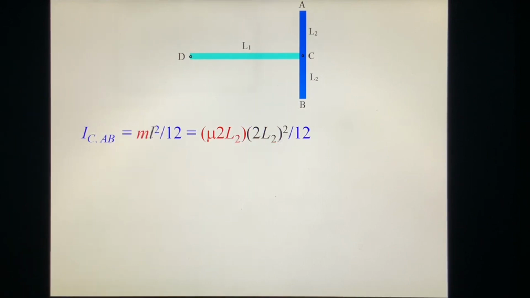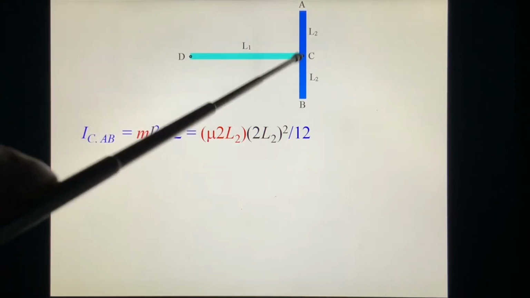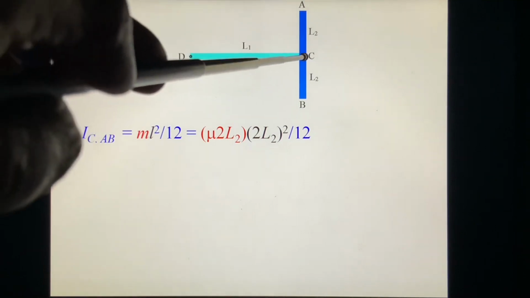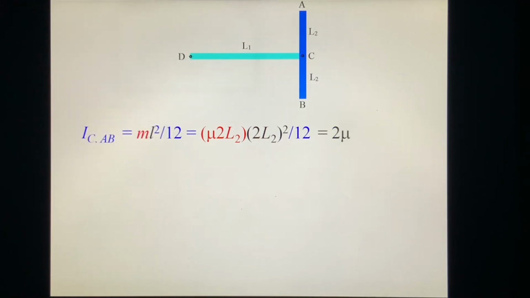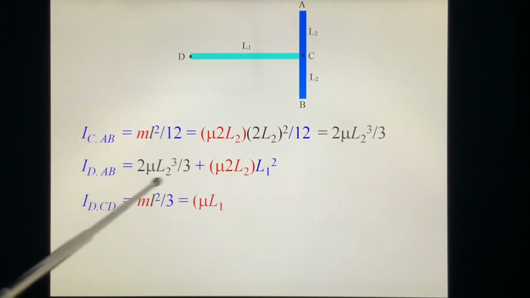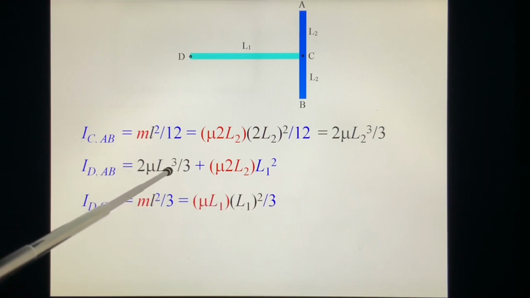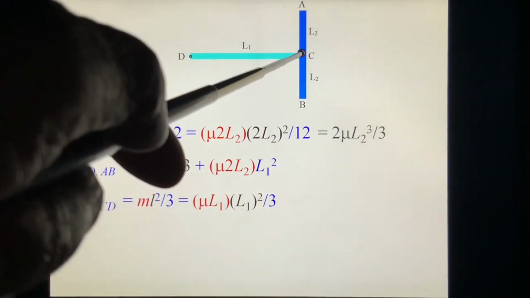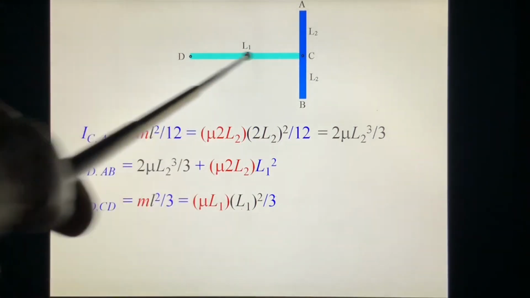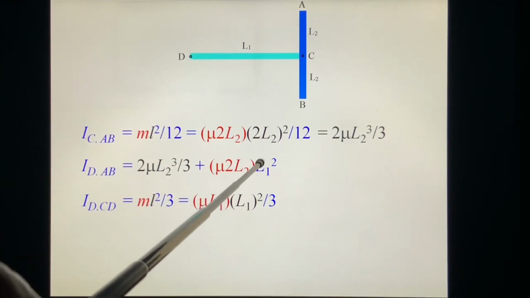I call it matching your seat with the ticket number. Okay, one by one. How about AB's inertia around D? We use the parallel axis theorem. This is equal to the center-of-mass inertia plus the center-of-mass term. What is the mass? Mass is 2L2 mu. What is the distance? Distance is L1. So we put M R squared.